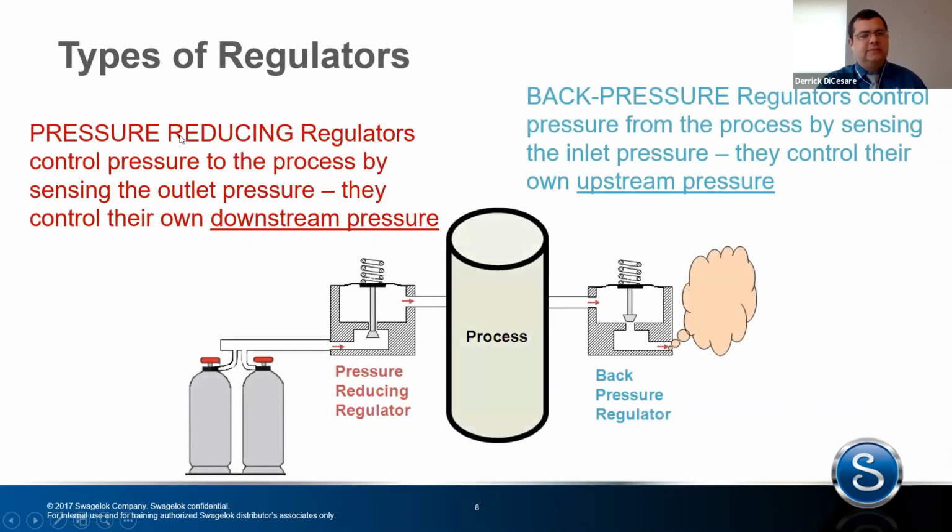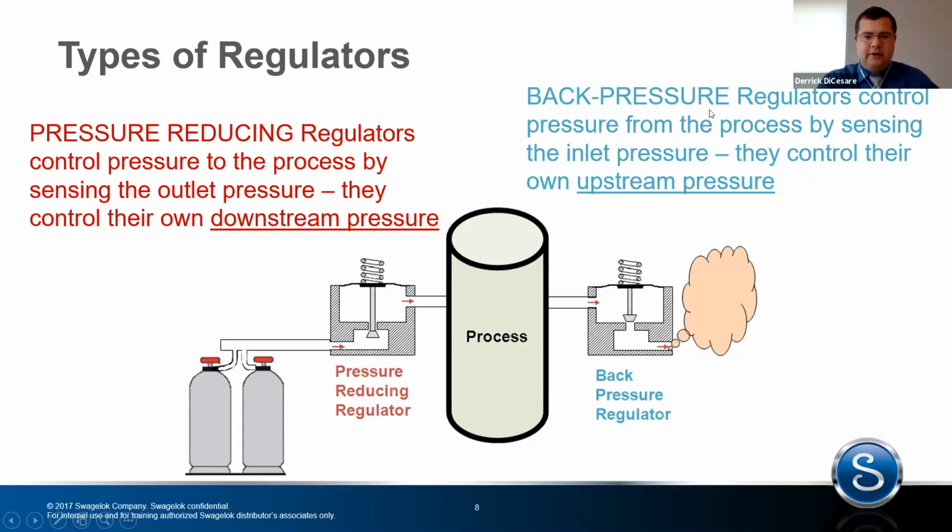So if you were to look at this in the system, you've got a pressure reducing regulator on this side. You've got a back pressure regulator on this side of the system. So again, your pressure reducing regulator is going to control pressure by sensing the outlet pressure. So they control their own outlet pressure given an inlet pressure. We're going to see where that sensing element is in a little bit here and how that's going to play with regard to your demand.